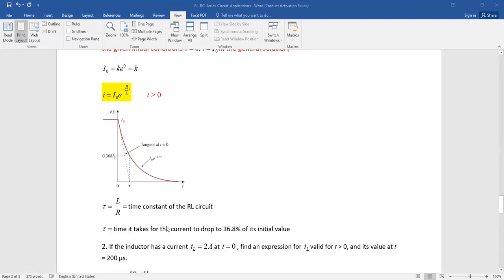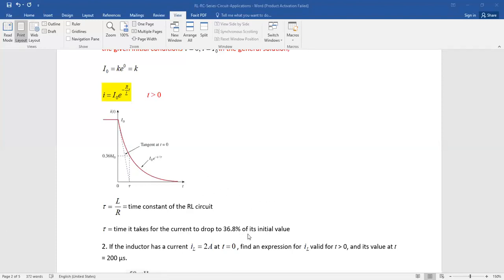Now, there is what we call the time constant in a circuit. And that time constant is the ratio of the inductance with the resistance. So you divide the inductance by the resistance. That should give you the time constant in seconds. Again, the time constant is in seconds. What is the significance of this time constant? It tells you in seconds how long the current from its initial value will drop to 36.8% of its initial value.